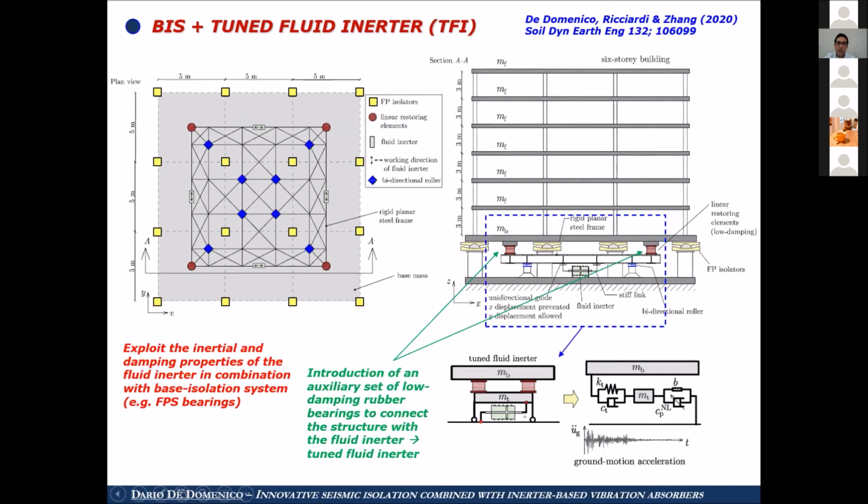So the fluid inertia is somehow tuned to the frequency of the isolated building, and it can exploit the inertial and damping properties of the fluid inertia in combination with the base isolation systems, like in this example of friction pendulum bearing.